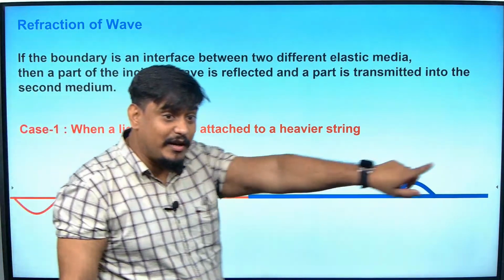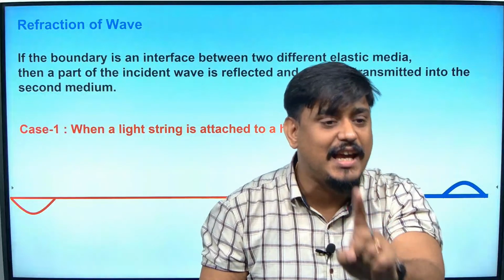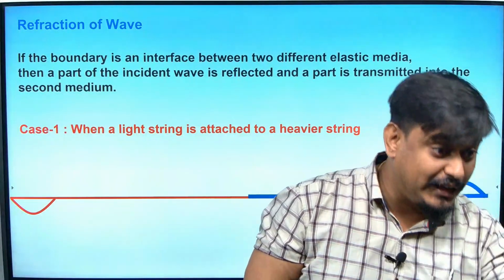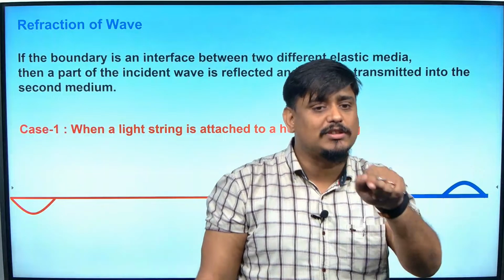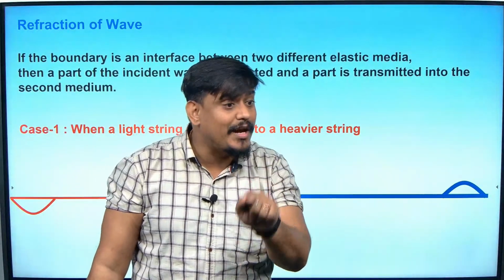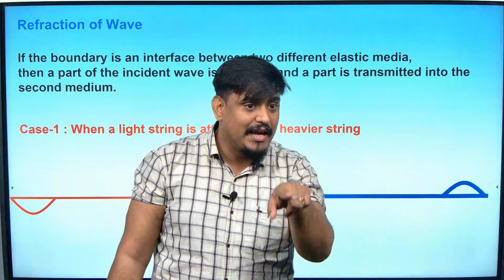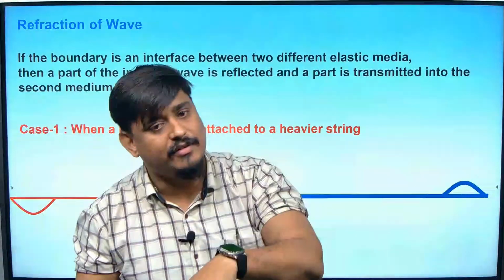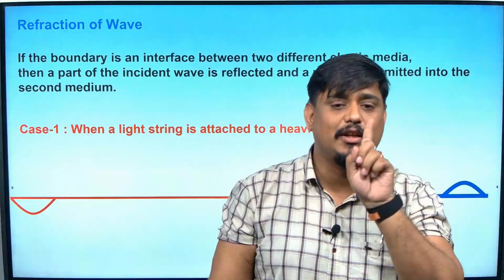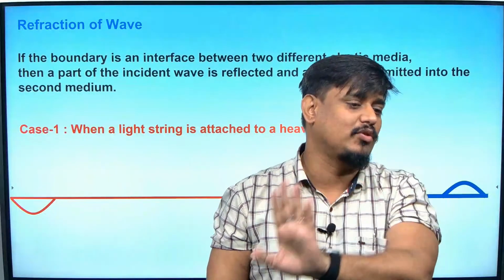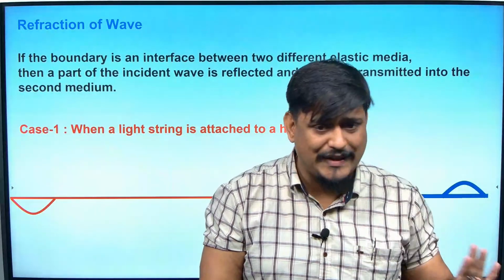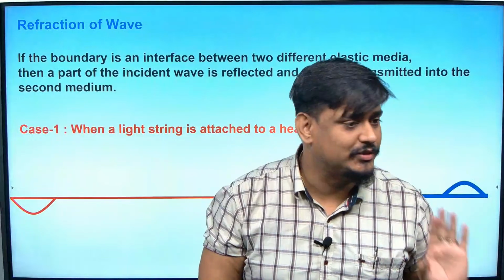So incident wave y = a1 sin(kx − ωt), reflected wave y = a2 sin(kx + ωt + φ), φ means π, and the refracted wave is y = a2 sin(kx − ωt). No change in phase, no change in direction.